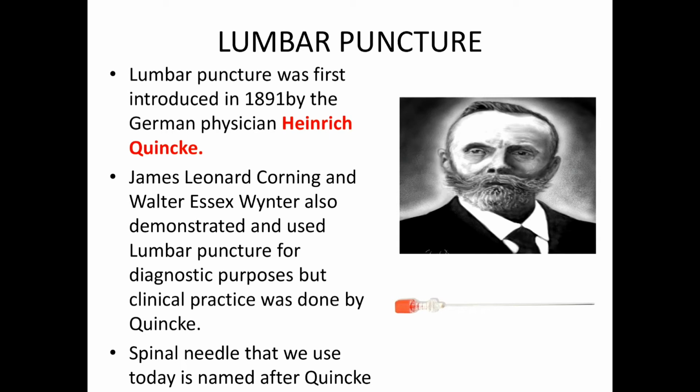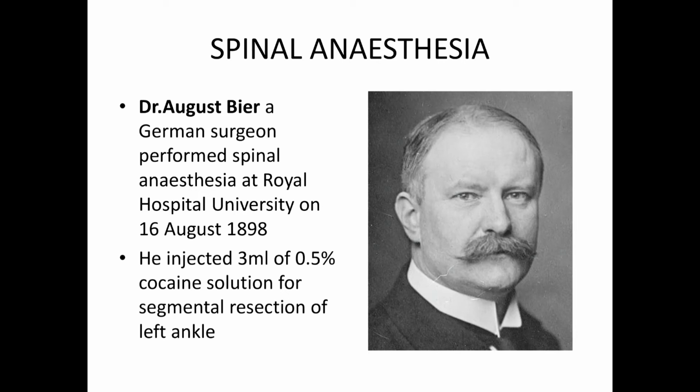Spinal anesthesia. Dr. August Bier, a German surgeon, performed spinal anesthesia at Royal Hospital University on 16th August 1898. He injected 3 ml of 0.5% cocaine solution for segmental resection of left ankle.